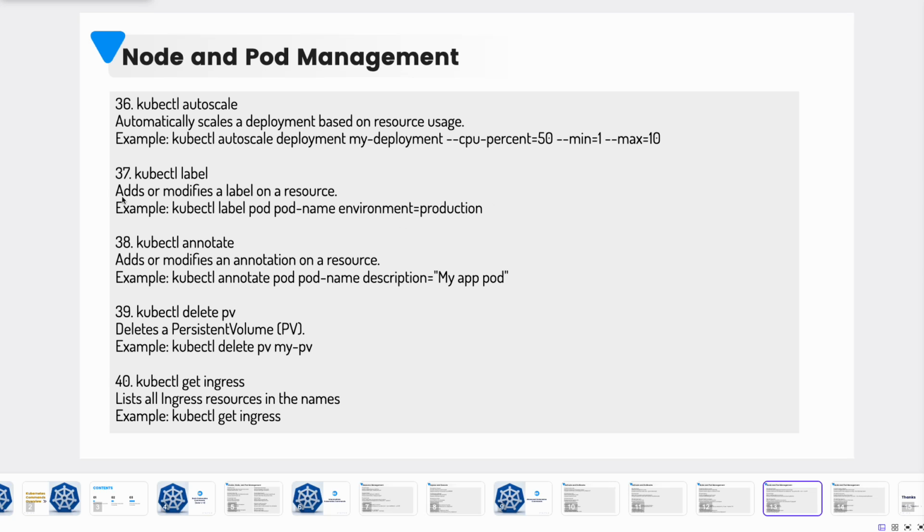Next, you see kubectl label. This, as you can see in the reference, adds or modifies a label on the resource. For that, the command is kubectl label pod, the pod name, and the key value pair you want to add or modify. This is useful in case you want to change the labels of Kubernetes objects like pods, nodes, services with key value pairs.